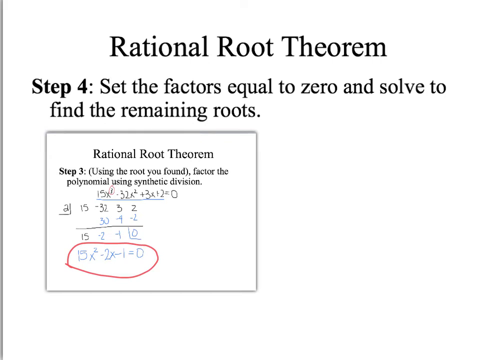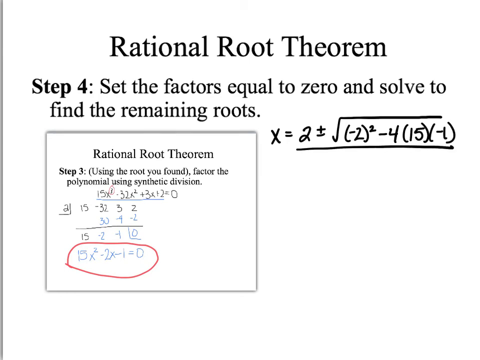So it's your choice if you want to see if it's going to factor or use the quadratic formula. I'm just going to go straight to the quadratic formula because I know that's going to work every time. So we have x equals 2 plus or minus the square root of b squared minus 4ac, all over 2a.